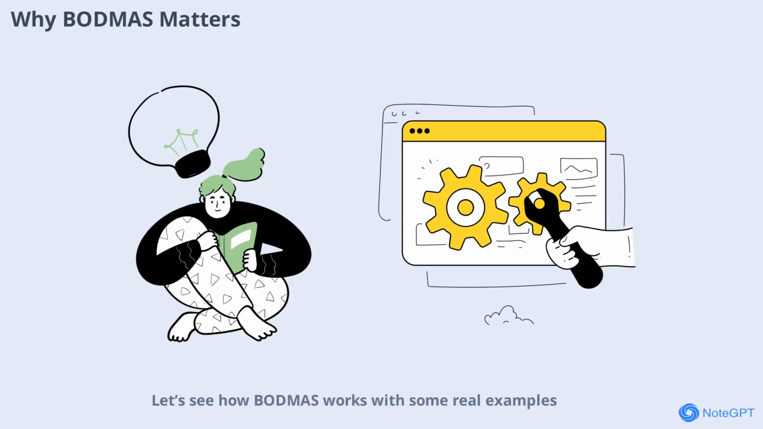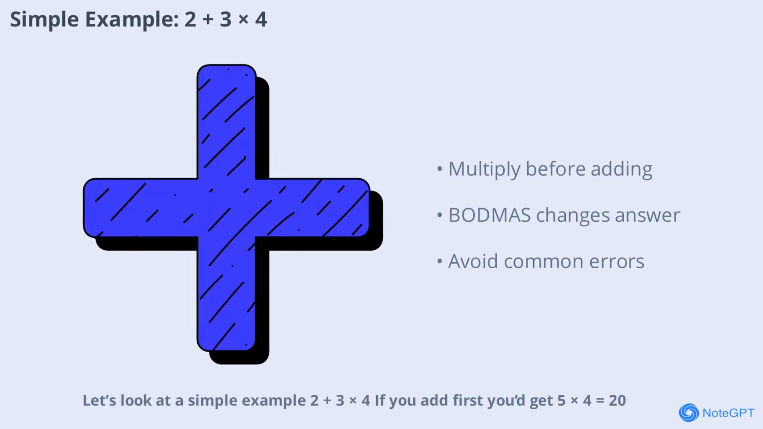Let's see how BODMAS works with some real examples. Let's look at a simple example: 2 plus 3 times 4. If you add first, you get 5 times 4 equals 20, but BODMAS tells us to multiply before adding. So 3 times 4 is 12, then add 2 to get 14. This shows how following the correct order changes the answer.